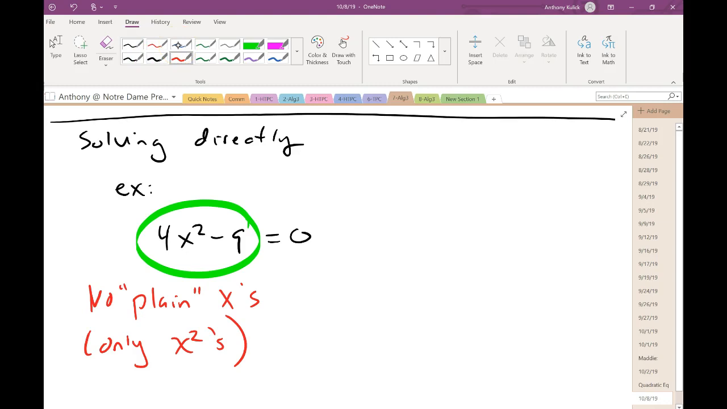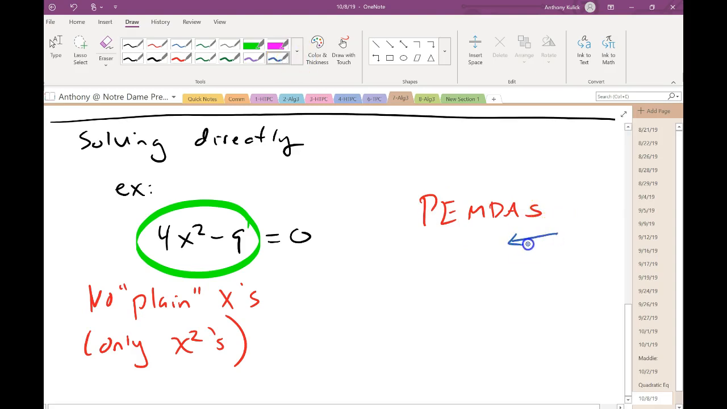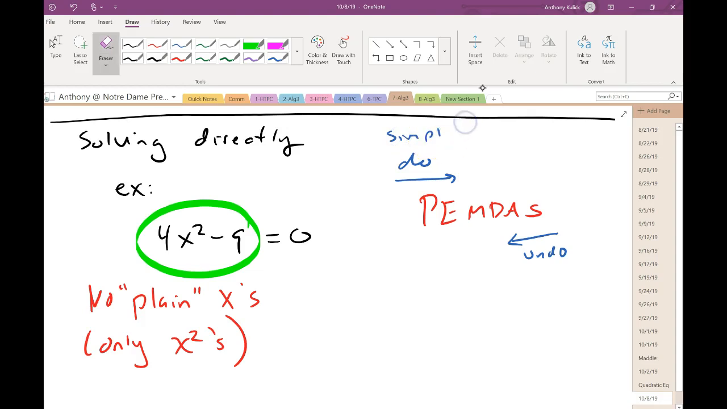So when we say solving directly, basically what we're going to do is we're just going to use the order of operations in reverse. When you're simplifying something, we go parentheses, exponents, multiplication, division, addition, subtraction. When we're solving something, we undo those operations in the reverse order: subtraction, addition, division, multiplication, exponents, parentheses.